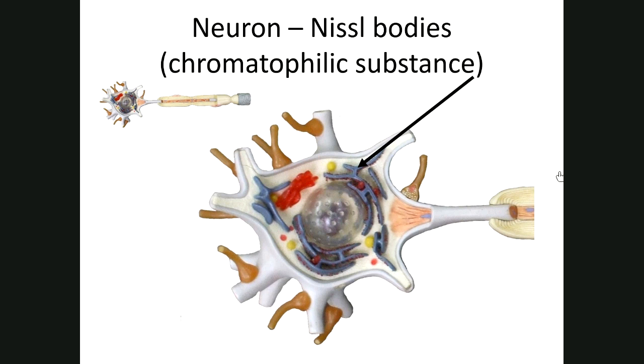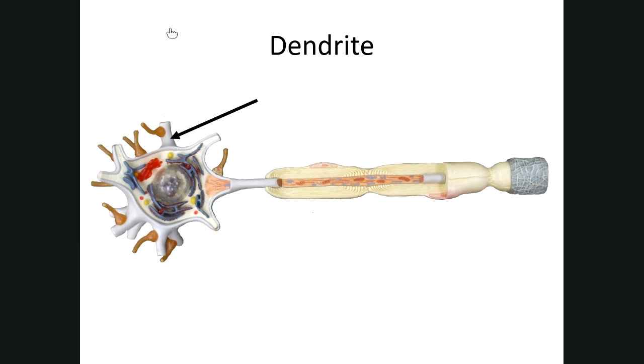We don't see the full structure because it's cut off, but these white processes that are coming off, those are the dendrites. And again, their main job is to receive information and transmit that information to the cell body, okay? So that's a dendrite.